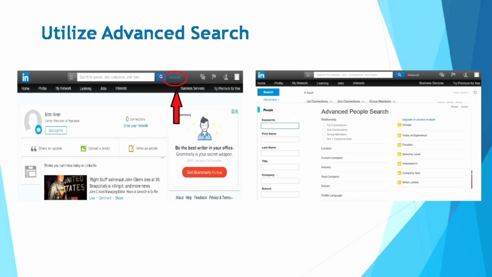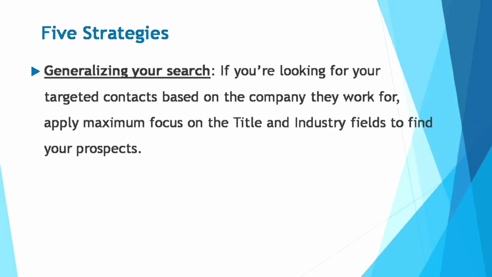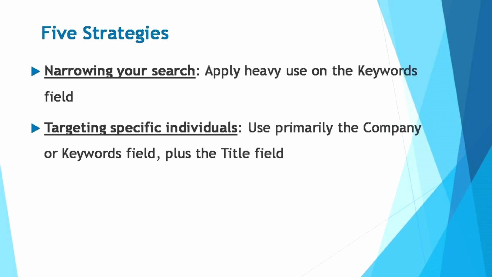Here are 5 strategies to help you further customize your search to reach targeted prospects. Generalizing your search. If you're looking for your targeted contacts based on the company they work for, apply maximum focus on the title and industry fields to find your prospects. Narrowing your search. Apply heavy use on the keywords fields to narrow your search results when you need to reach people within a specific niche of an industry.